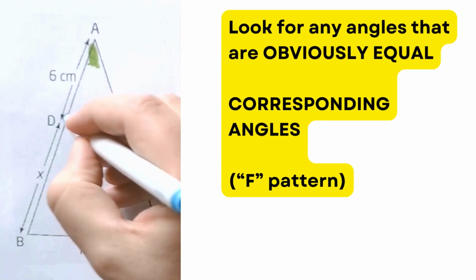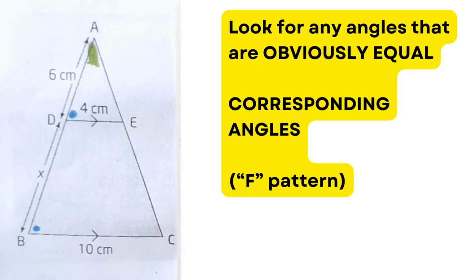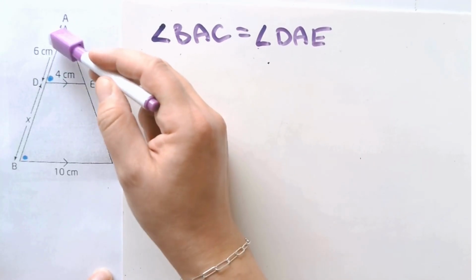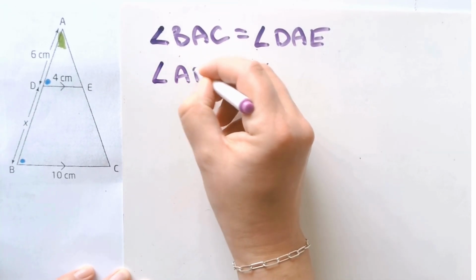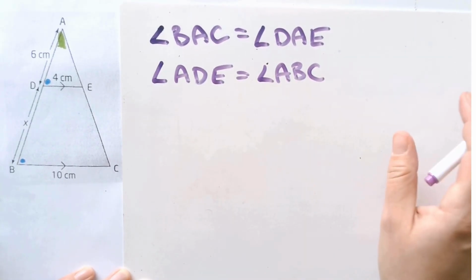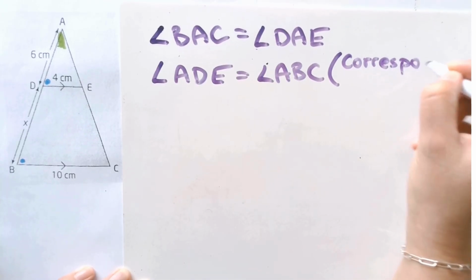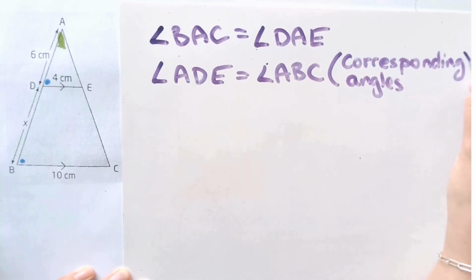The next one I'm spotting is this one here, and that's because I have two parallel lines. And when I have two parallel lines, these two angles are known as corresponding angles, and they will be equal. So I will write it as angle ADE equals angle ABC. And again, that's because they are corresponding angles, which is also known as the F pattern.